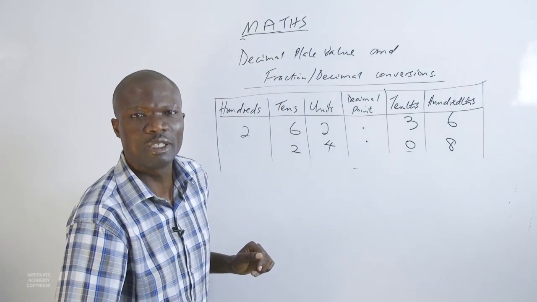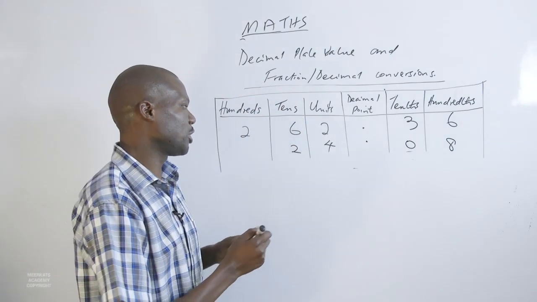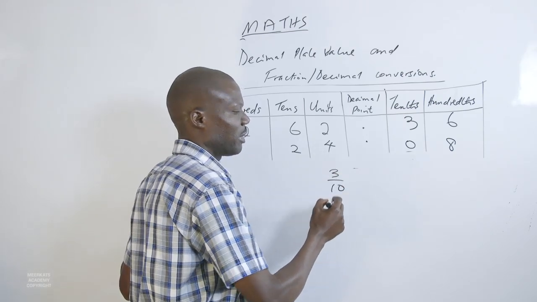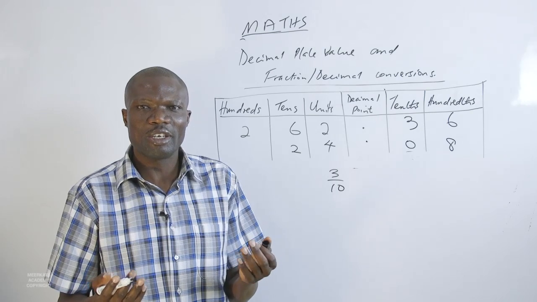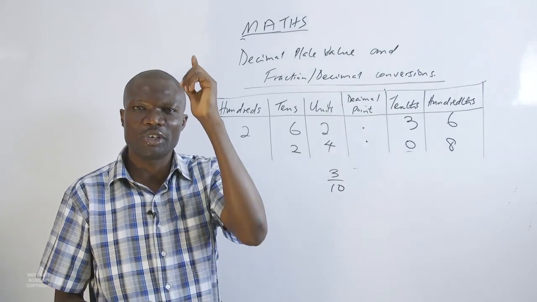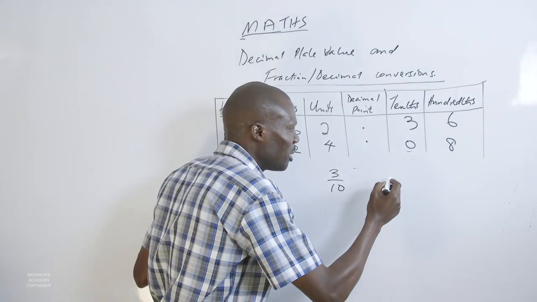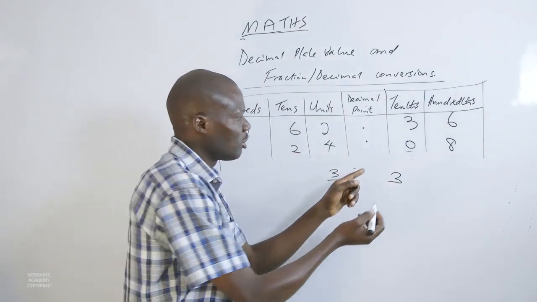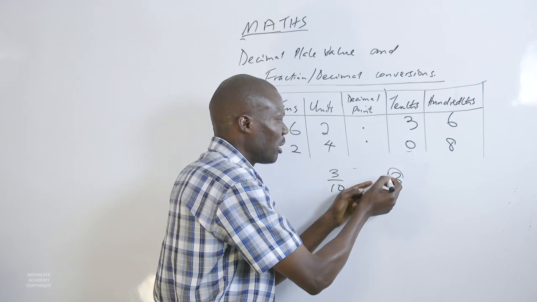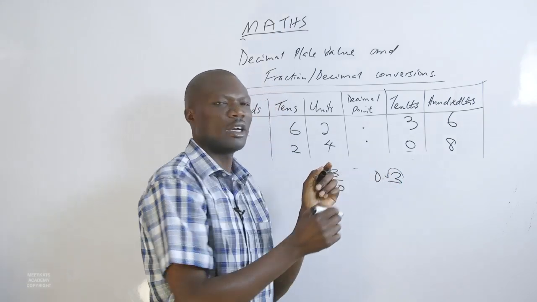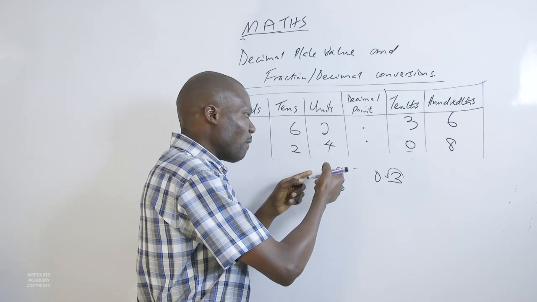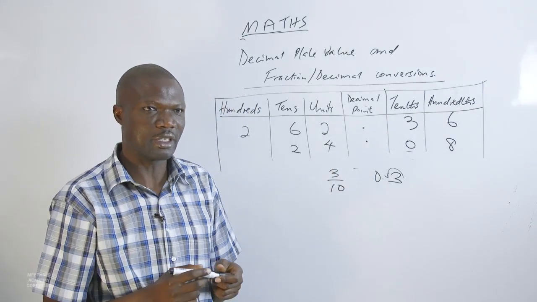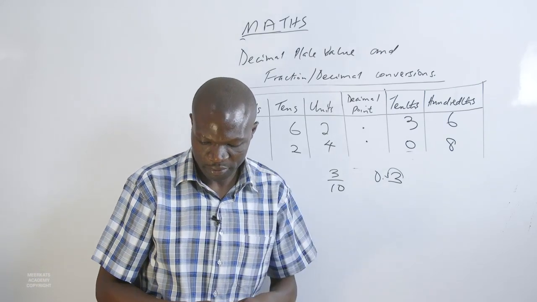Let me take a simple fraction like 3 over 10. How many zeros form the denominator? It is only 1. So from these 3, we want to count only one decimal place. So from here, we count 1, we place a decimal point, and 0. So we are saying 3 over 10 is the same as 0.3. It's the same as 0.3.